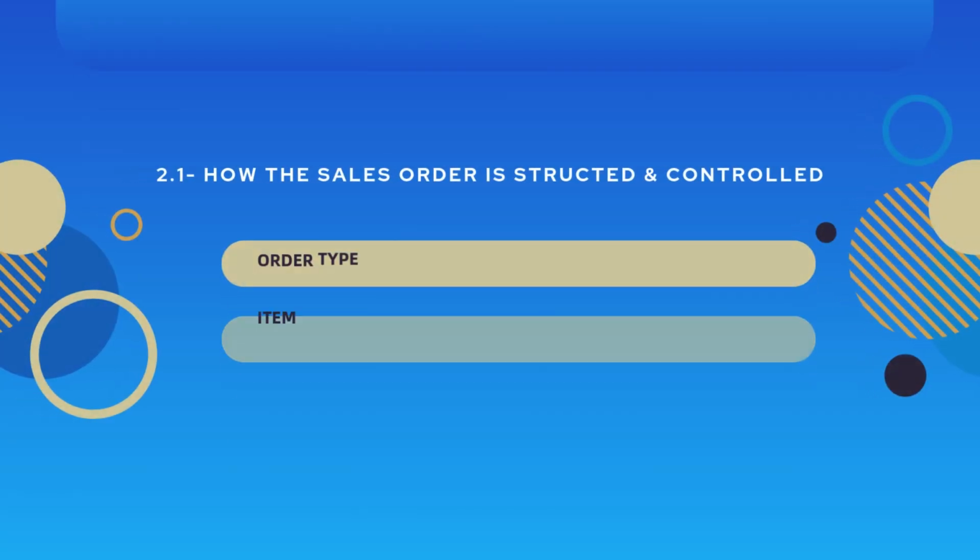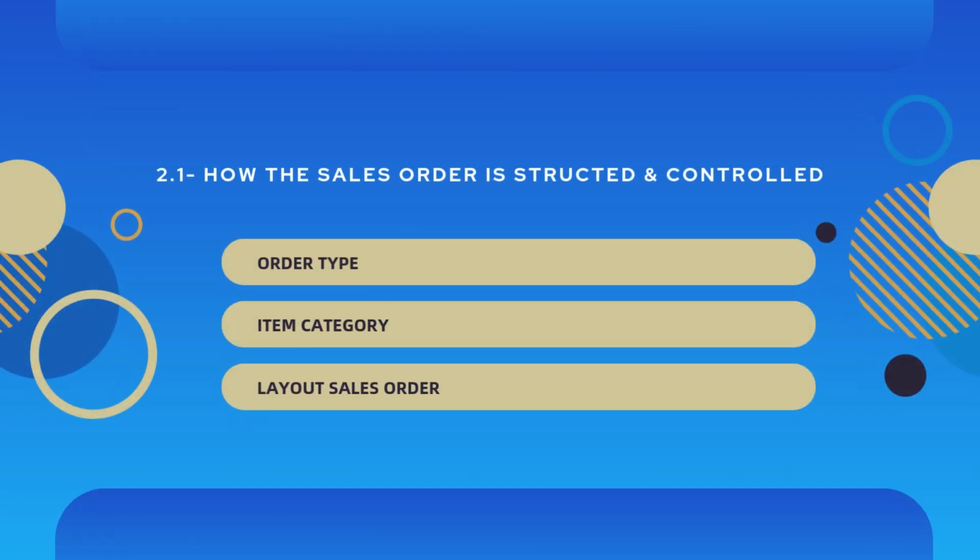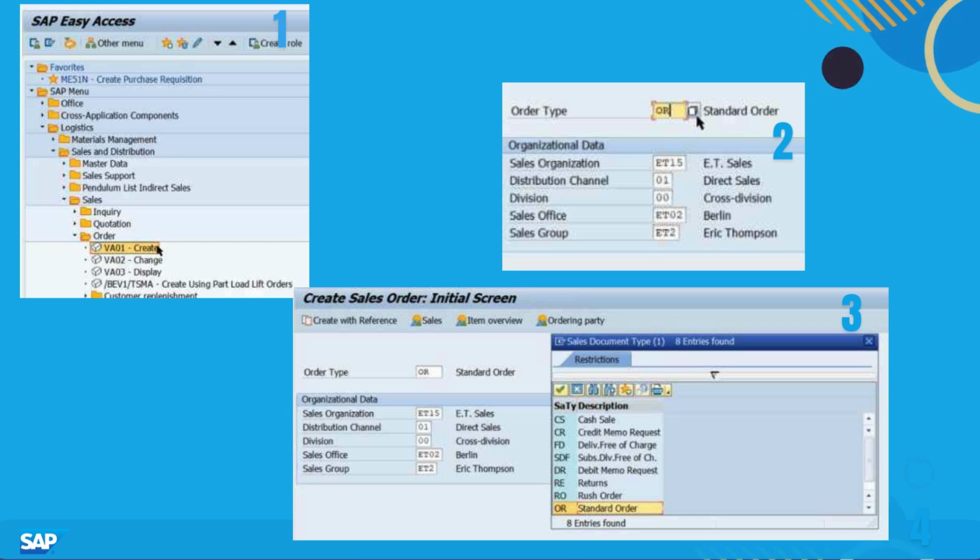In this part of the video, we'll take a closer look at the controlling and structure of sales orders in general. By the end of this session, you will have a clear understanding of the order type and item category controlling elements, as well as the layout of a sales order. Let's begin with the order type.